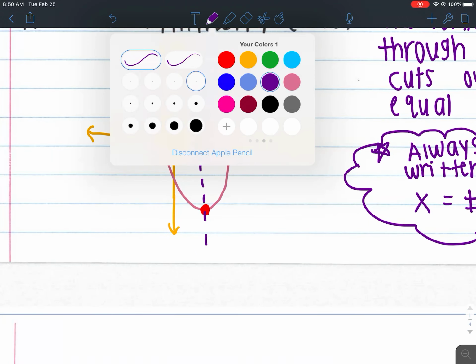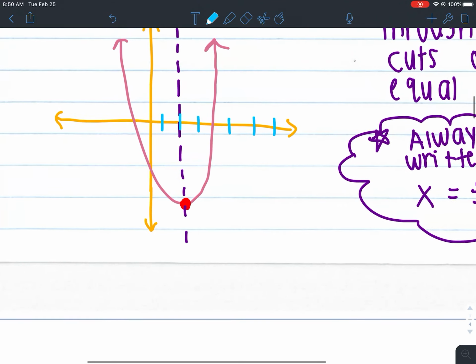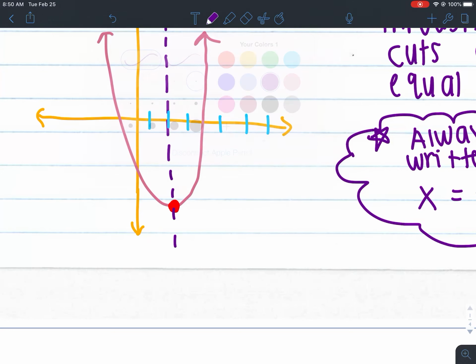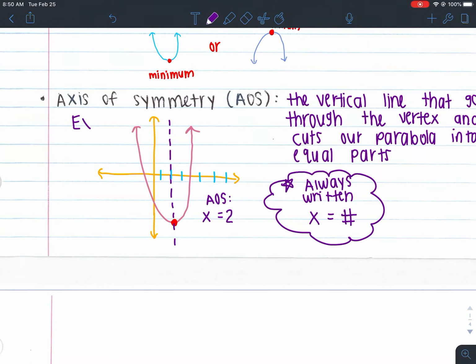So for example, if I had 1, 2, 3, 4, 5, 6 here, right? The purple line crosses our x-axis at what number? Positive 2. So our axis of symmetry here, or AOS, is x equals 2. So this is just an example, okay? It's not always going to be 2, obviously. Your parabola is going to be wherever, but you can draw a line halfway down, and you can think about it crosses through the x-axis, and then you're like, okay, through which number?